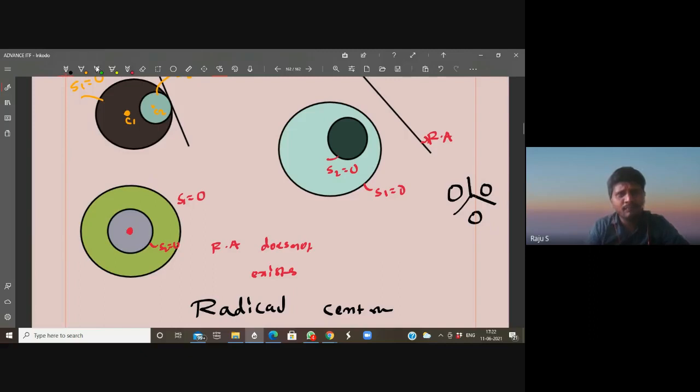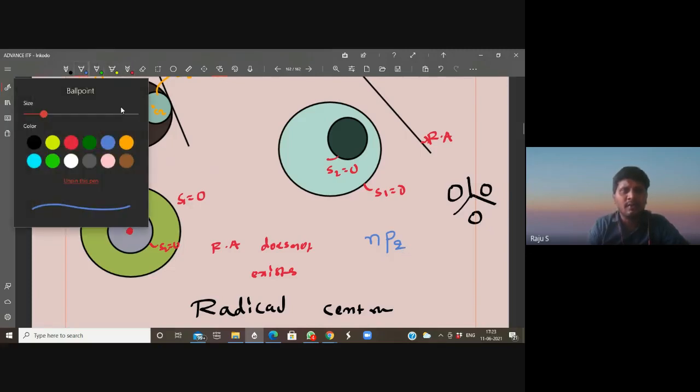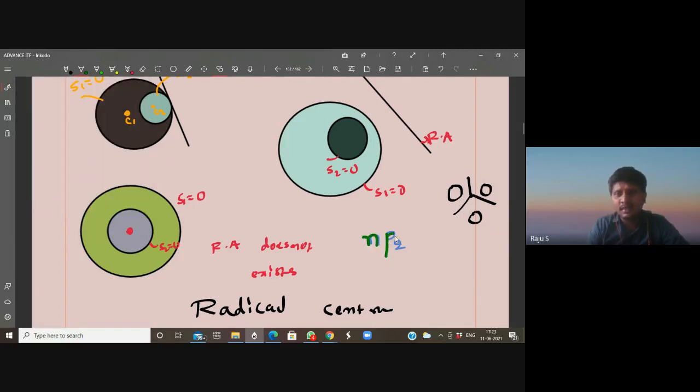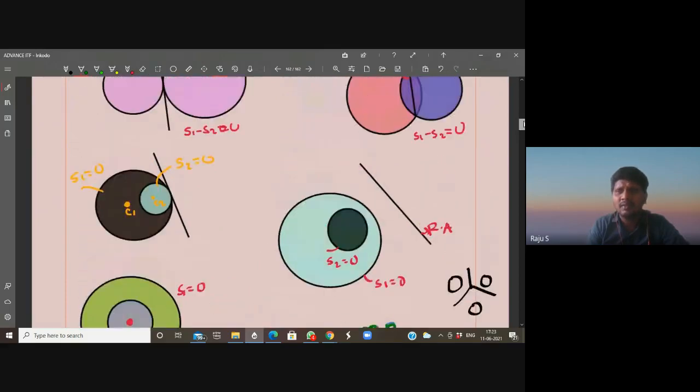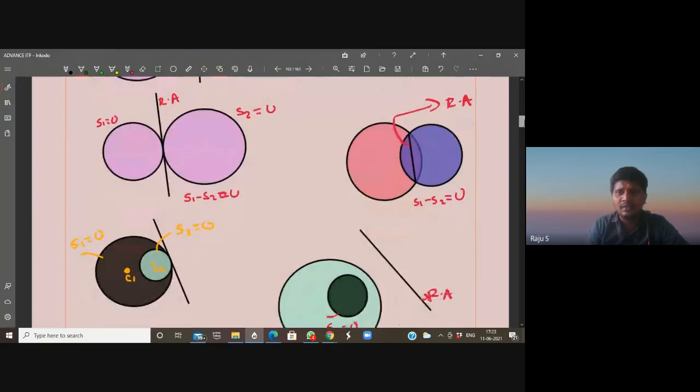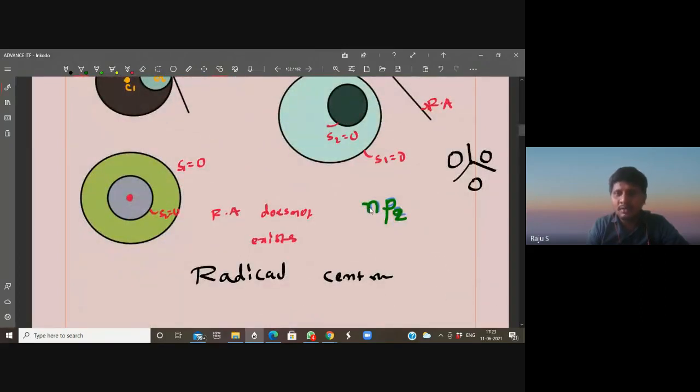Is there any formula? Yes, there is a formula. The number of radical axes is given by nP2. All of you remember the formula for the number of radical axes if n circles are given: nP2. Why nP2? What is meant by 2? To draw the radical axis, we minimum require two circles. So among the n circles, we need at least two circles to draw the radical axis.